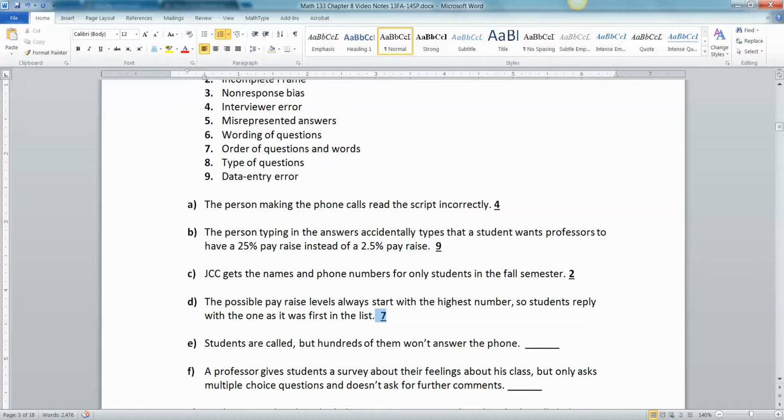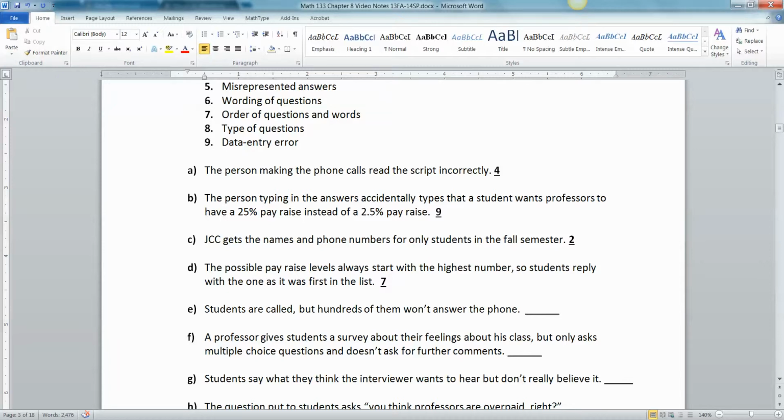So that's an order of questions, right? Or it's technically ordering of the words. The way that they've got the order, people tend to pick the first one. They'll do that on ballots as well, by the way, for voting. If you have multiple people voting, sometimes they'll flip-flop them depending on what state you're in. California does it, I know.